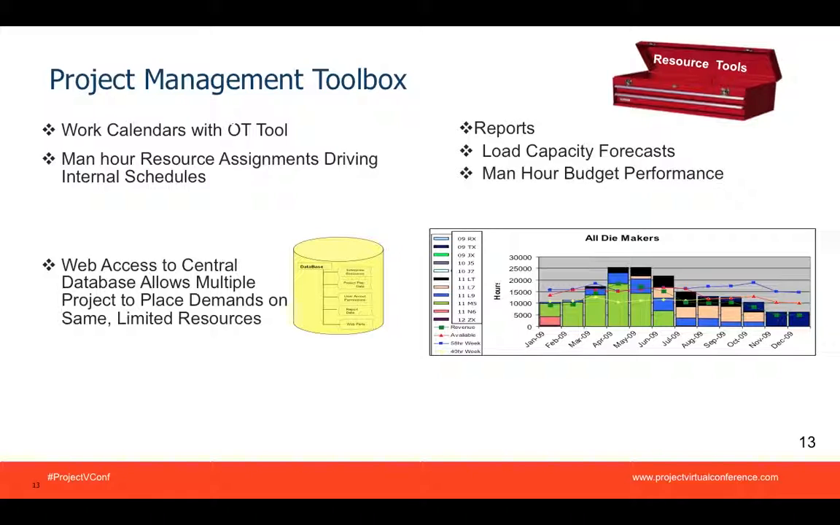So multiple projects can place resource demands on the same limited resources. These resources are then fully integrated with the schedule. So in other words, the resource man-hours drive the schedule. The more the resource man-hours, the longer the schedule. The more the calendar time, the shorter the schedule. So the primary output report is a monthly resource capacity forecast, which you see in the lower right-hand corner.